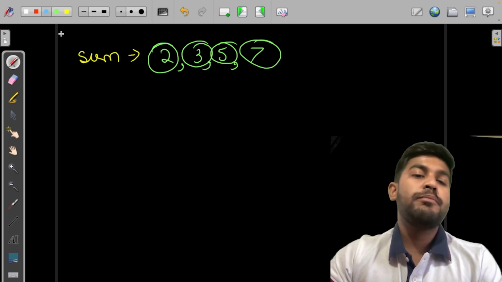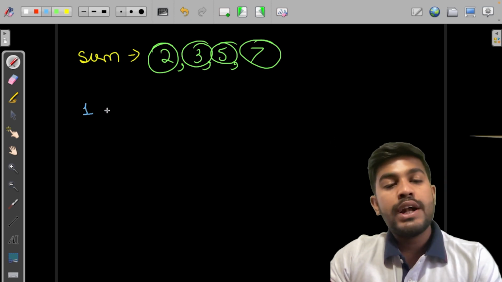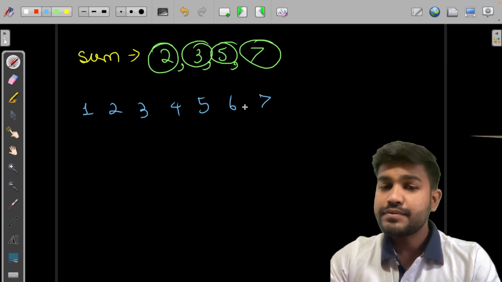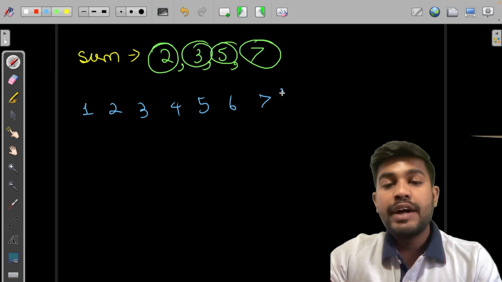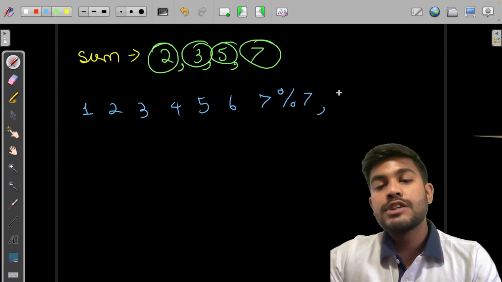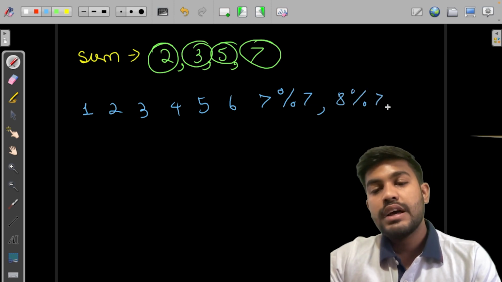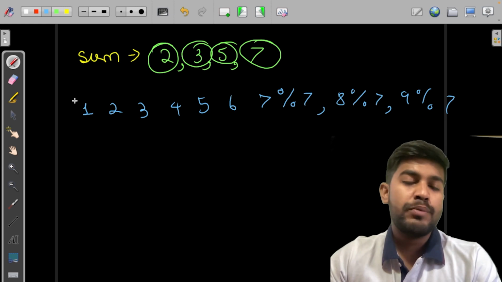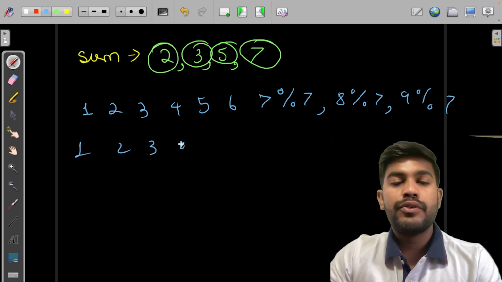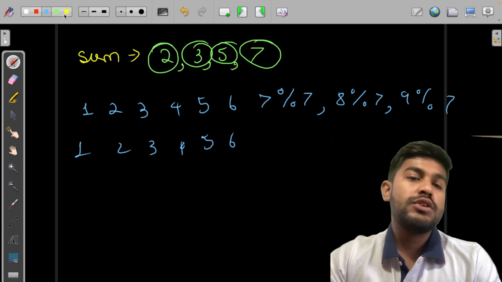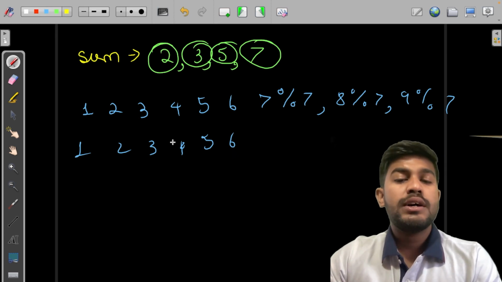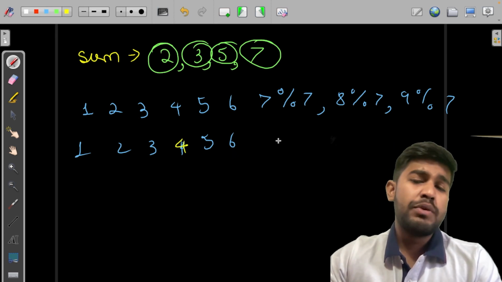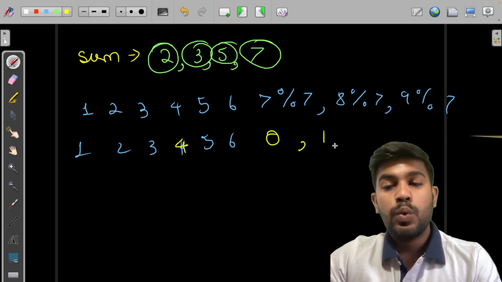Or more preferably, what we can do is we can have 1, 2, 3, 4, 5, 6 and 7. Okay, instead of 7 we would have mod 7, and this would be 8 mod 7, and this would be 9 mod 7, and these all also we will mod. This would be 1, 2, 3, 4, 5 and 6. I have not shown the mod here because the digit would be the same, and here it would be 0, 1 and 2.